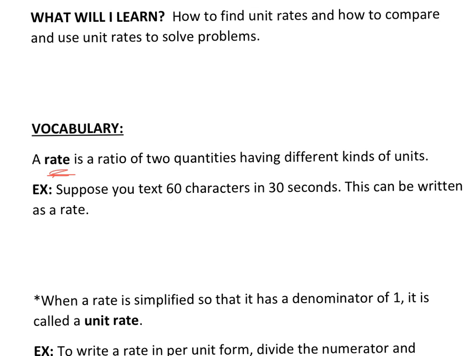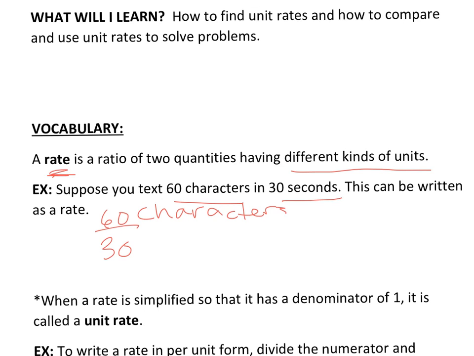So it is slightly different than a basic ratio because now you're comparing the units themselves. For example, suppose you text 60 characters in 30 seconds. So 60 characters is one unit, 30 seconds is another. So we have 60 over 30. This can be written as a rate. So this is considered a rate because you are comparing two different units of measure.